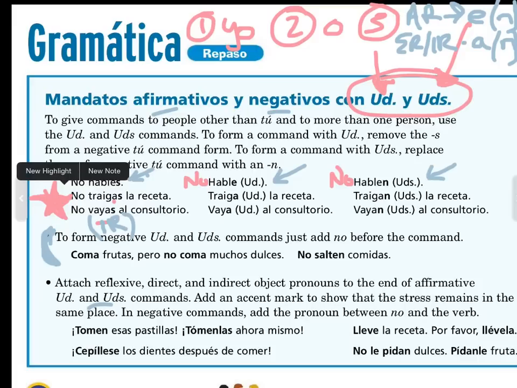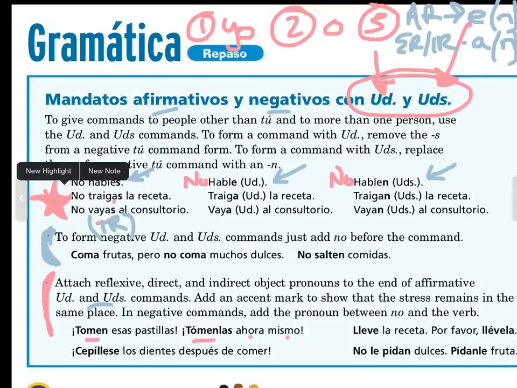So once you've done that 3-step process, you either put the affirmative form, which means without no in front, or the negative form, you put the no in front, okay? Then, as it points out down here, when you have a pronoun, you're going to put it on the end if it's an affirmative command. So do it is an affirmative command, and you put your pronoun on the end. So tomen estas pastillas, take these pills, and then tomenlas, take them right now.